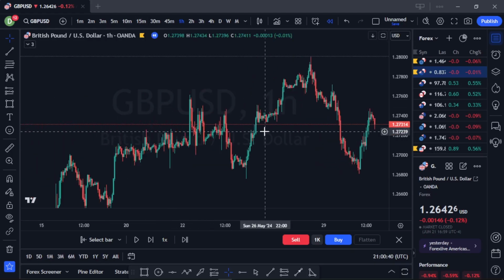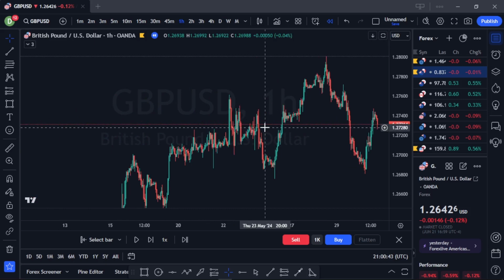So now here is our chart. Here's a chart between GBP and USD, Great Britain pounds and the US dollar, which is a pair I hardly think of trading.